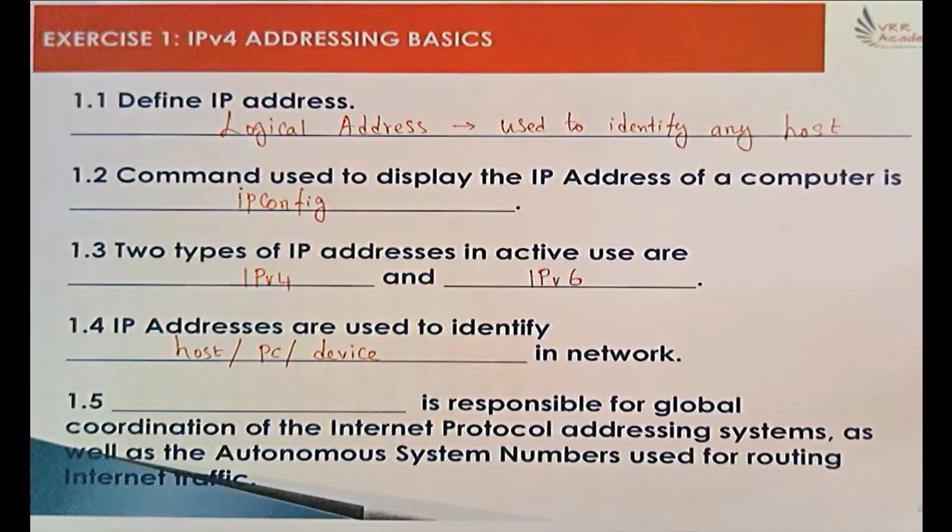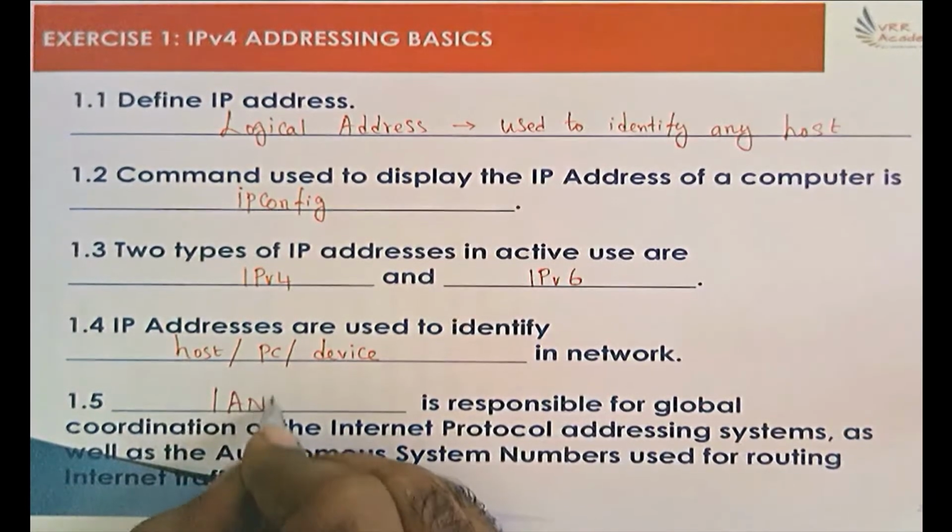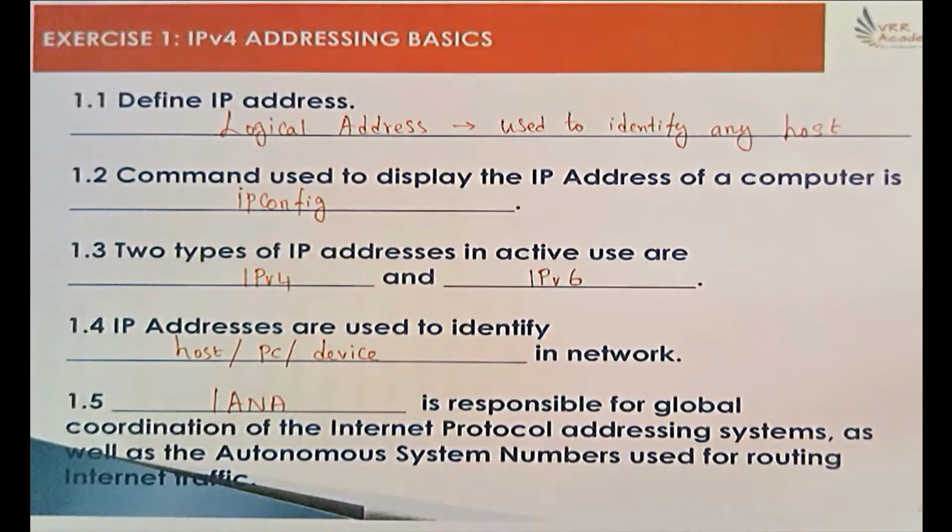Dash is responsible for global coordination of internet protocol addressing systems as well as the autonomous system numbers used for routing internet traffic. Here they are asking about an organization that is responsible for the IP addresses. The name of the organization is IANA, the Internet Assigned Numbers Authority.